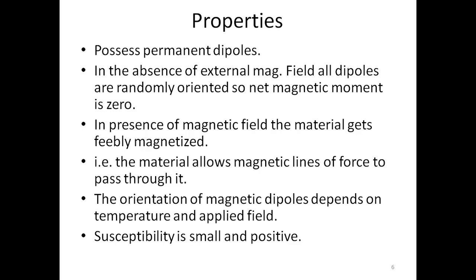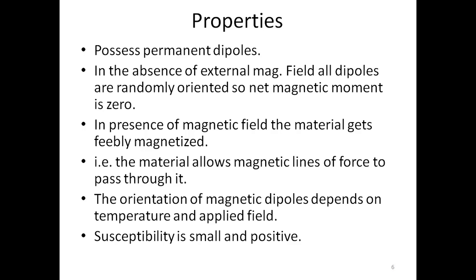In the presence of a magnetic field, the material gets feebly magnetized. So we apply an external magnetic field to the material, and if it gets magnetized a bit more than the diamagnetic material, it comes under the category of paramagnetic material. It will allow the magnetic lines. This is very, very important. In diamagnetic material, the magnetic lines of force are not allowed, but here the material allows the magnetic lines of force to pass through it.